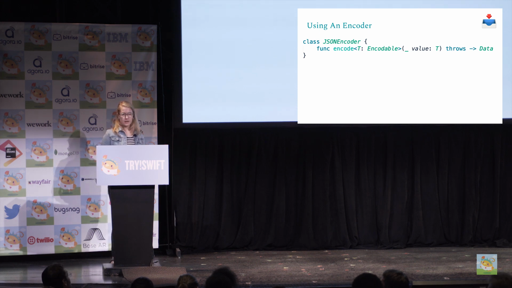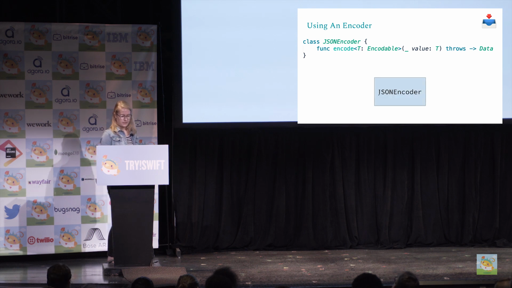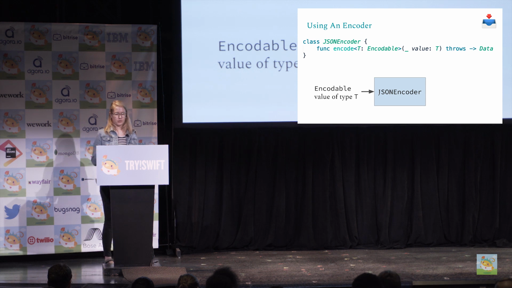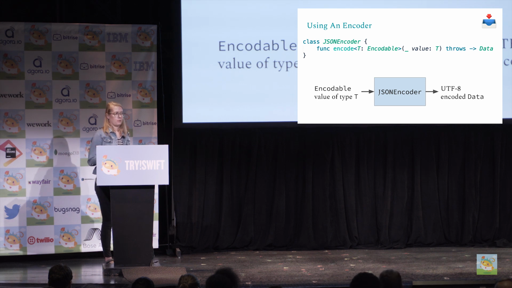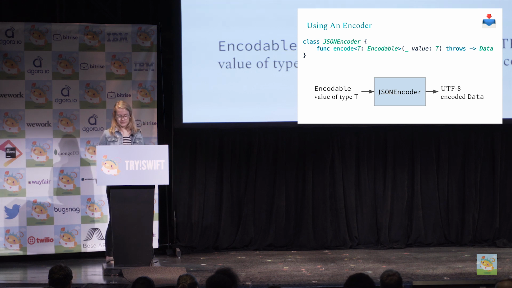So this encoder has a pretty simple API. It has one method, and that method takes in an encodable value of some encodable type. And what you get out is UTF-8 encoded data. UTF-8 is just a format for encoding characters. It's like how Swift strings store their data under the hood.